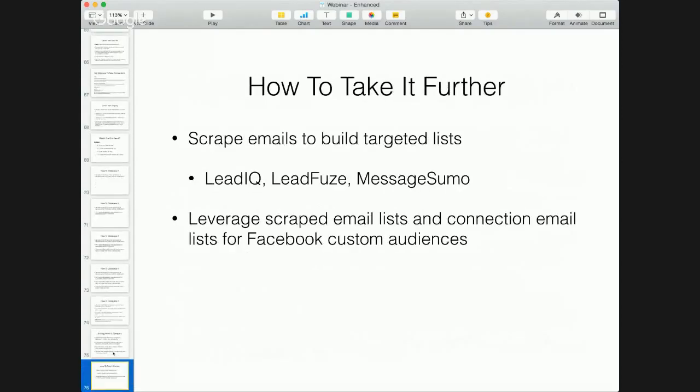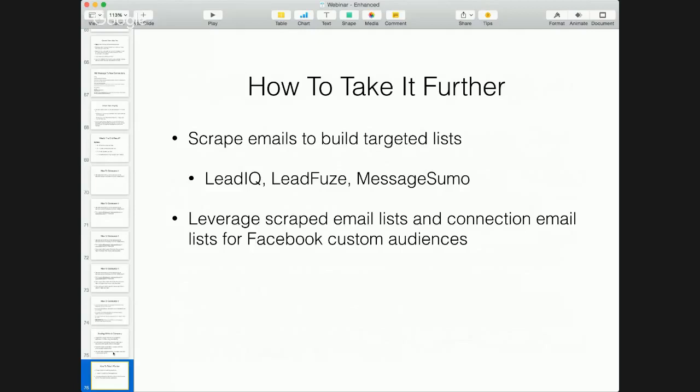So taking this further, if you really want to pull that into a whole other level where you're hitting people on multiple channels, what you can do is scrape emails to build targeted lists. So people who are second connections, third connections, you're already going to be viewing them. You're going to be sending connection requests.